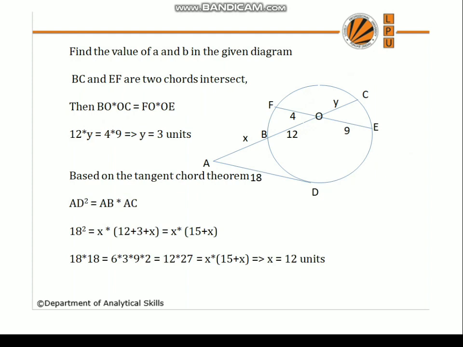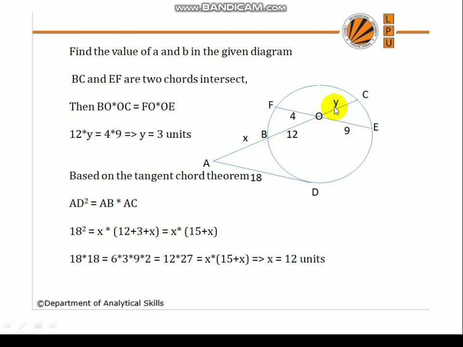Here a tangent is given and two chords are intersecting at O and another chord is extended to the point A. So we have to find the values of x and y in the given diagram where BC and EF are two chords intersecting at O. And this BC is extended to point A and AD is a tangent also. Given the length of AD is 18. Again with the same property, AD square is equal to AB into AC. This we have to use for finding x.